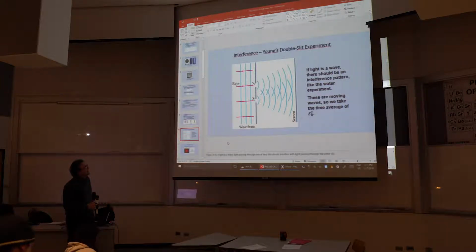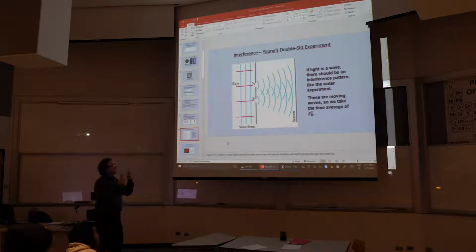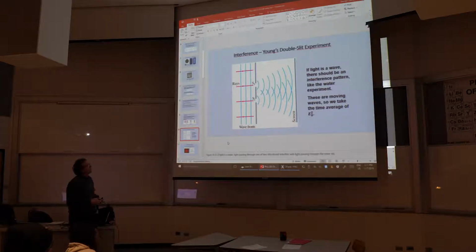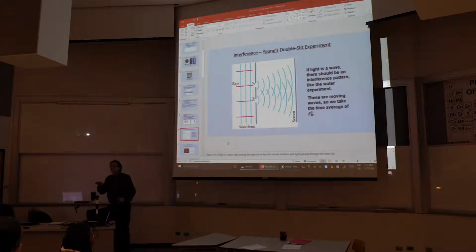And keeping in mind that these are moving waves, so we have to take the time average of what we call the square of the amplitude of the resultant electric field. By resultant electric field, we mean we're going to add the electric field contributions. If we go to a point here on the screen, we are going to add the electric field component due to light coming through S1 to the electric field component that is coming through S2. And you'll see that more clearly in a couple slides as we move. Any questions so far on this?